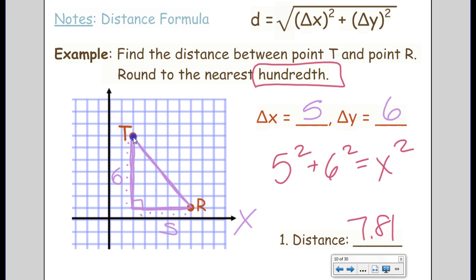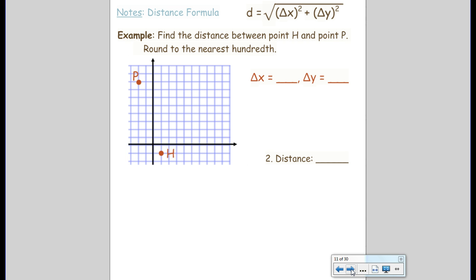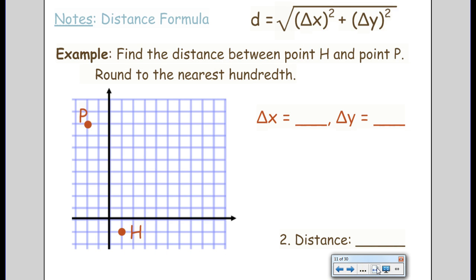7.81. That's how far it is from T to R. 7 squares, 7 boxes. Well, almost 8 boxes, right? It's closer to 8 than it is to 7. All right, go ahead and do the next one all by yourself. Same problem, different picture. Go. I might call on you, so be ready. Don't want to be embarrassed.